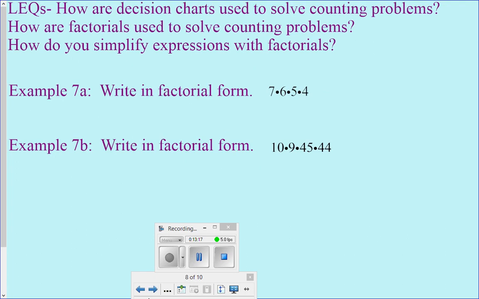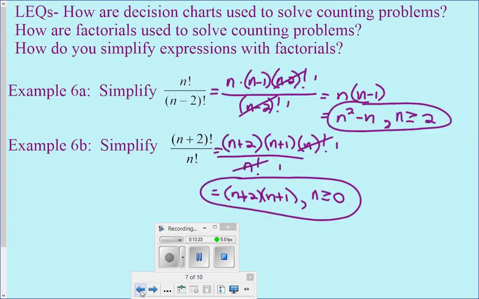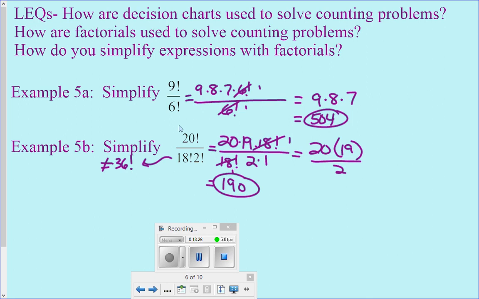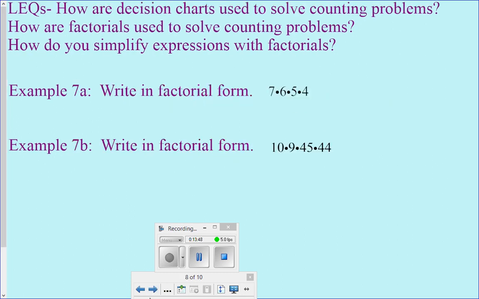Okay. Lastly, write in factorial form. So we have 7 times 6 times 5 times 4. Now, I just want to make sure you understand what that's asking. Let me go back 2 questions. So here, 9 factorial over 6 factorial, that is factorial form. That's simplified to 9 times 8 times 7 because the 6 factorial is factored out. So if I had started with 9 times 8 times 7 and said put it in factorial form, I would be writing 9 factorial over 6 factorial as my answer. Okay, so that's what we're doing. We're going in the reverse order.